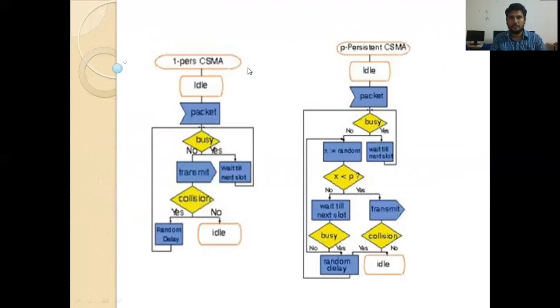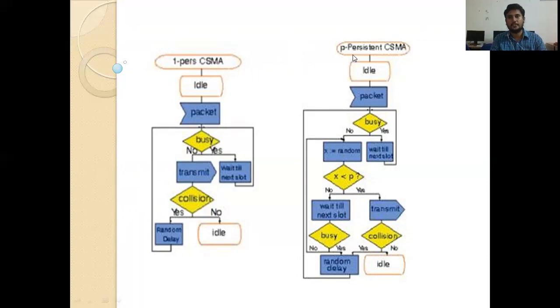If you observe this diagram, in 1-persistent CSMA, if the medium is idle, the packet is transmitted. If it is busy, the station waits for some time, and that ends. If a collision occurs, it waits a random delay. There are two names for 1-persistent; either can be used.